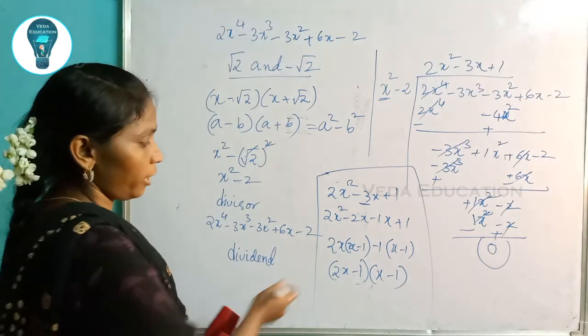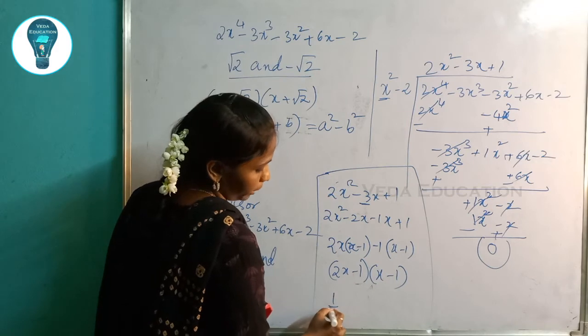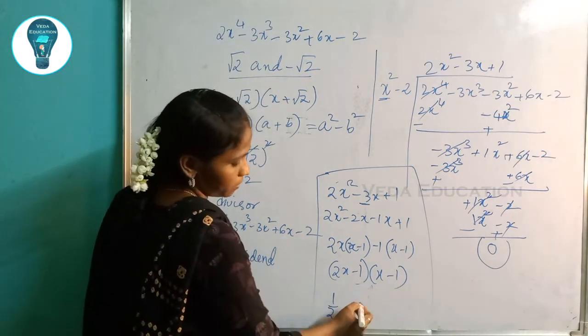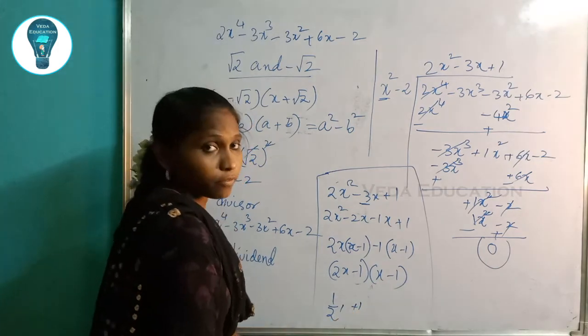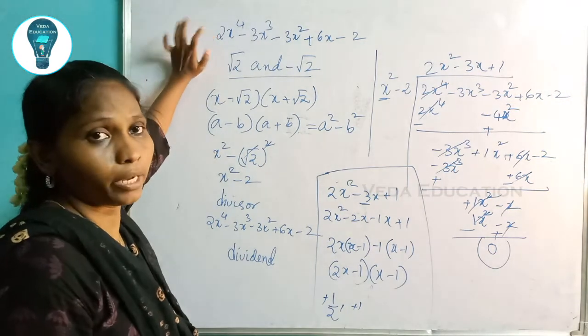Got it? Now when you write in number form, you will get x values as 1 by 2, here 1, and the x coefficient 1 by 2, and here plus 1. These are the zeros of the given polynomial. Okay? Fourth degree polynomial. Got it everyone?